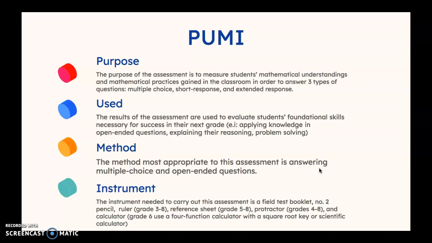The instruments that are needed to carry out this assessment are the field test booklet, number 2 pencil, rulers for grades 3 through 8, reference sheets for grades 5 through 8, protractor for grades 4 through 8, and a calculator. And the sixth graders need a specific calculator, which is a scientific calculator.